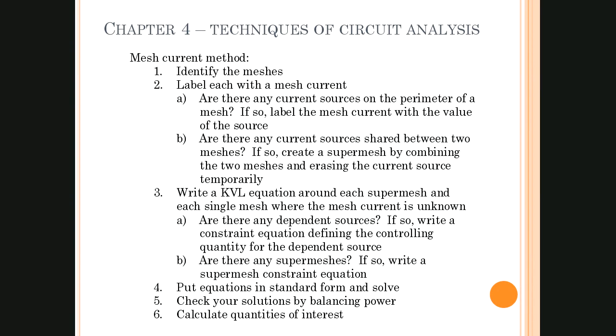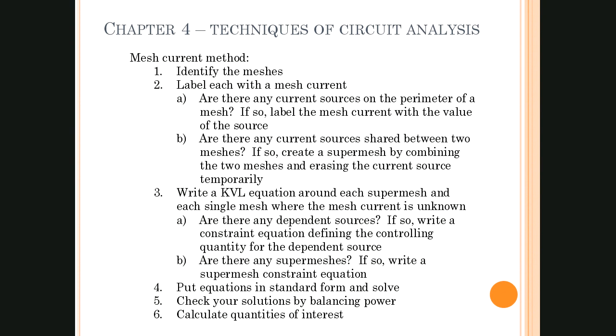Number 3, write a KVL equation around each super mesh and each single mesh where the mesh current is unknown. And then you have to ask yourself these questions. Are there any dependent sources? If so, write a constraint equation defining the controlling quantity for the dependent source. I like this definition a little better than the previous. So again, just to understand what the constraints are, it's because you have this quantity being designated by a dependent source.